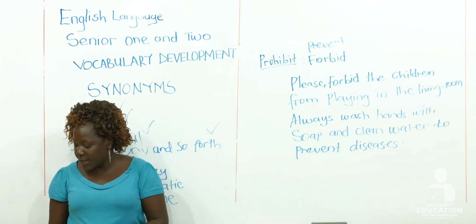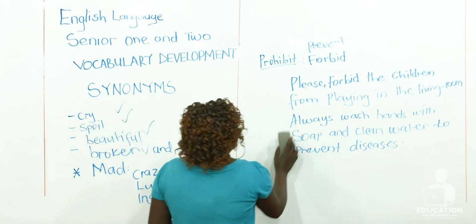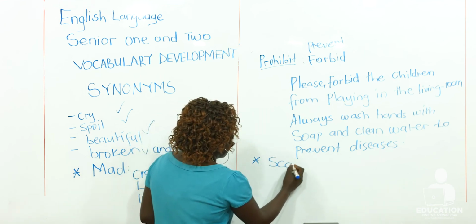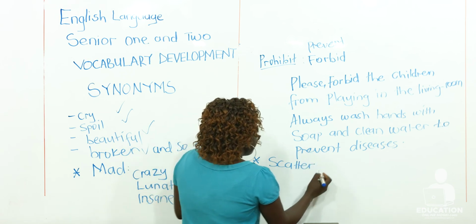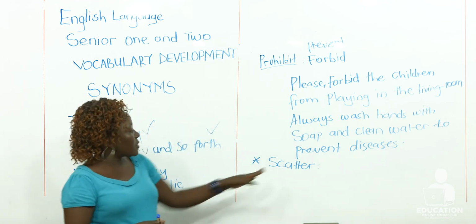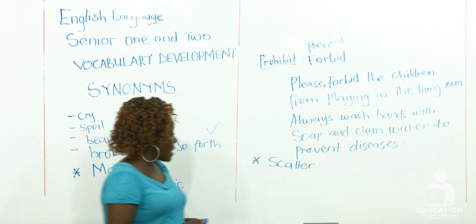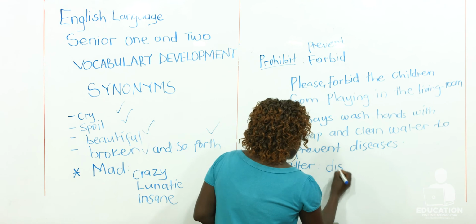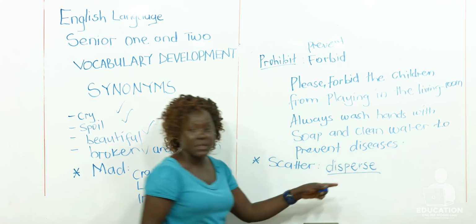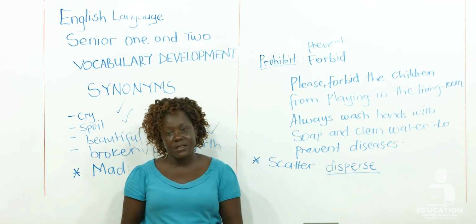Let us look at the word to scatter. Here, you can say to disperse. And check the spelling of disperse. It means to scatter. Let us apply it in a sentence here.